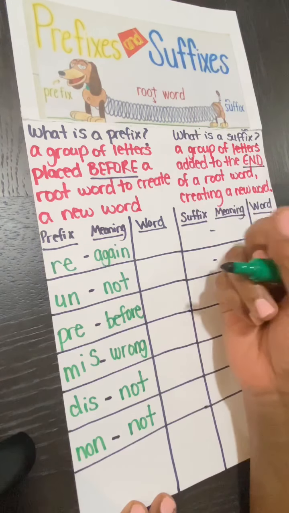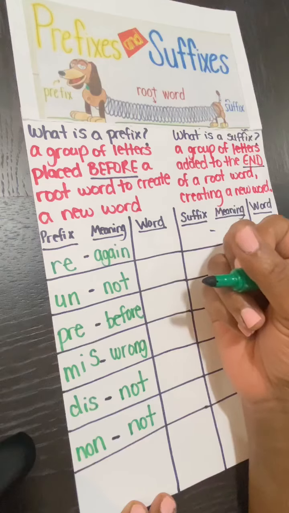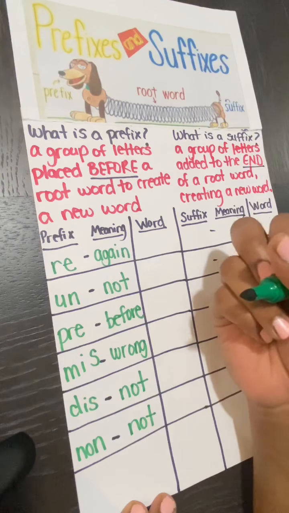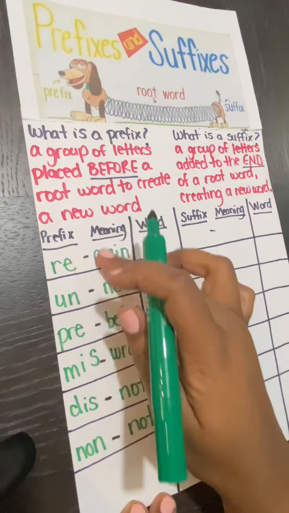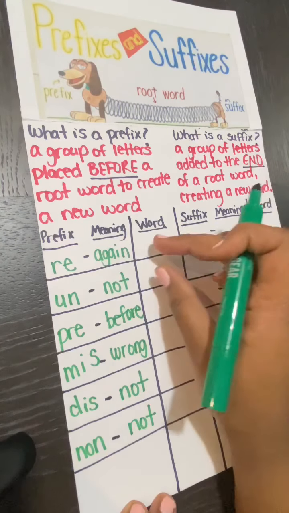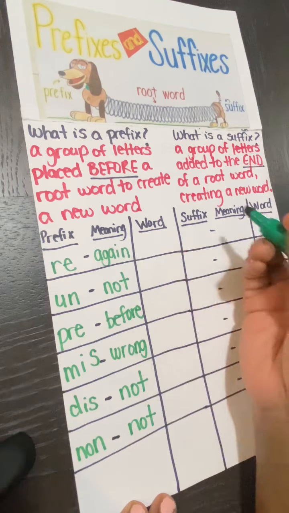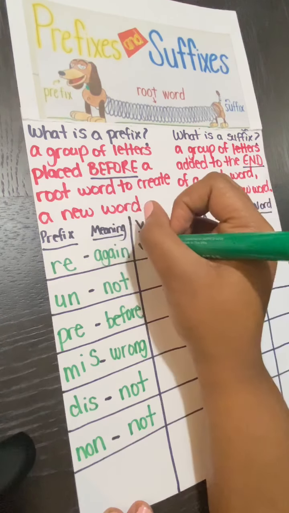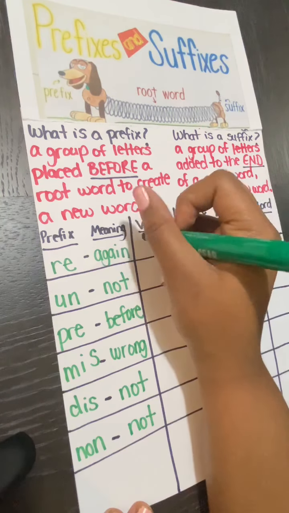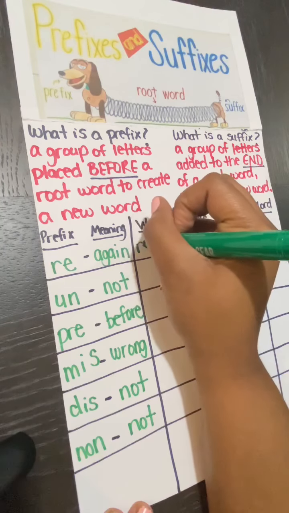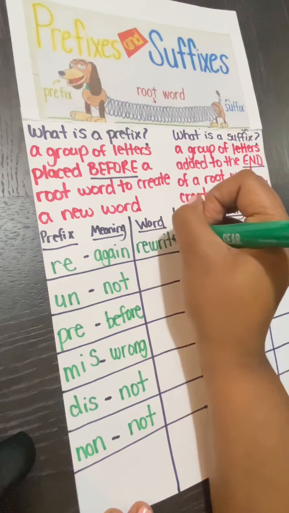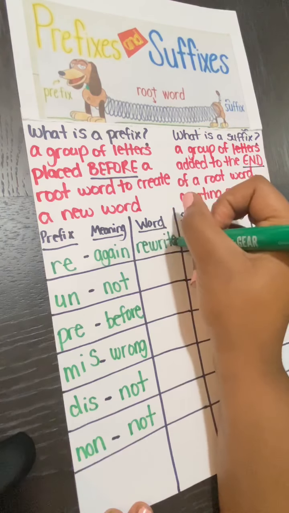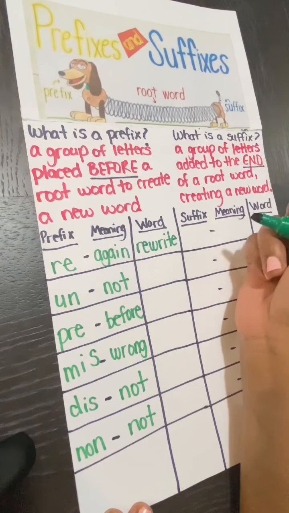When we're trying to understand a vocabulary word that has a prefix, it's very important that we understand what the actual prefix means, because that's going to help us determine the meaning of the whole word. For example, we're going to take re and add it to a root word to make a new word. My new word is going to be rewrite. Rewrite means to write again.